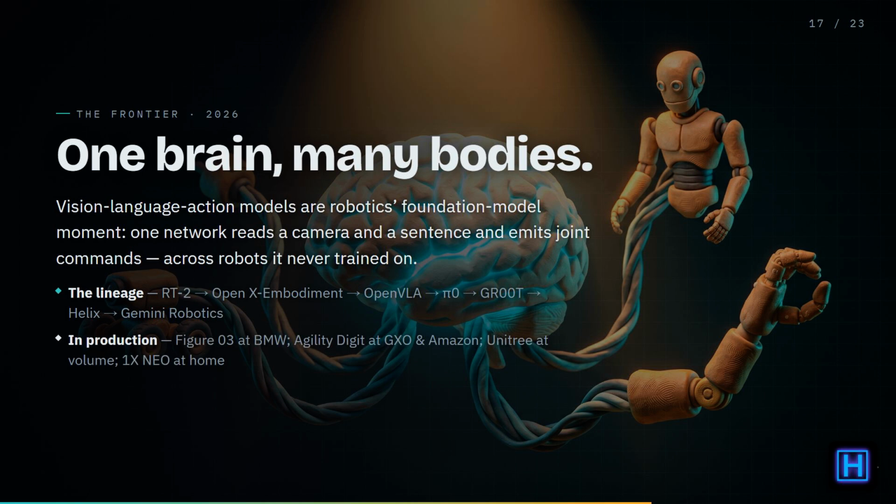In production pilots: Figure 03 at BMW Spartanburg, Agility Digit moving totes at GXO and Amazon, Unitree shipping at volume, 1X Neo aimed at the home. The honest caveat: demos outrun reliability. Today's deployed humanoids work in narrowed, engineered tasks. Data scarcity, dexterity, battery life, cost, and safety are all still open.